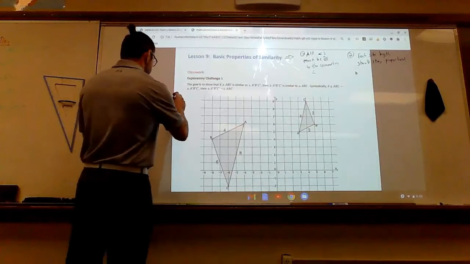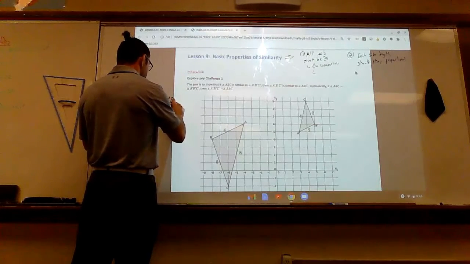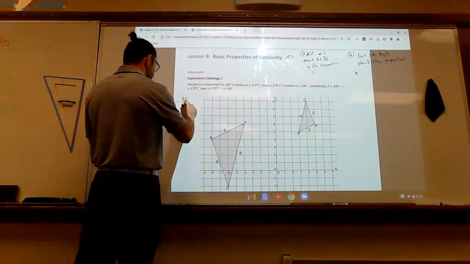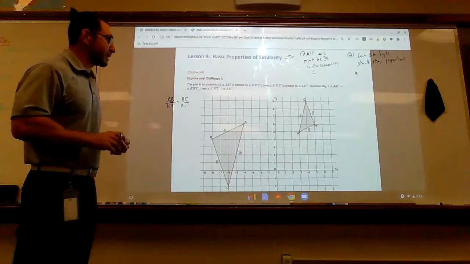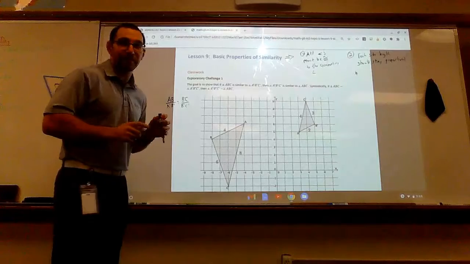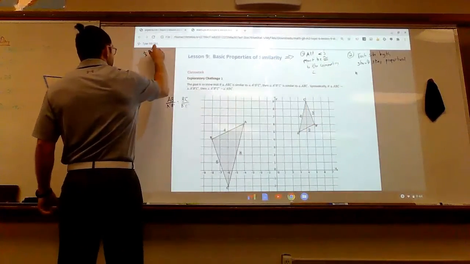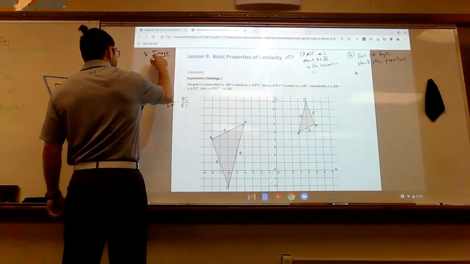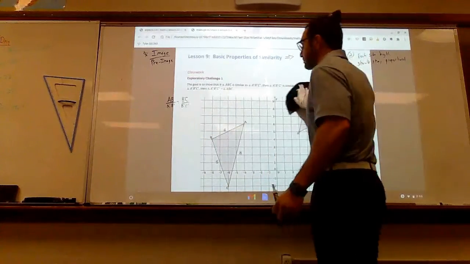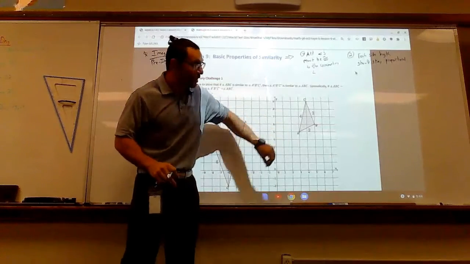To do the scale factor, I'm going to say AB divided by A prime, B prime. That has to equal the same as BC divided by B prime, C prime. Look, I'm doing these backwards. If I'm going from the big to the small, remember it's always the image divided by the pre-image. It's always the image divided by the pre-image. So we're trying to see if this is similar. Notice that from ABC to A prime, B prime, C prime, it shrinks.